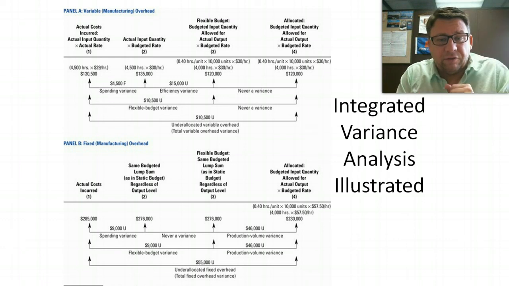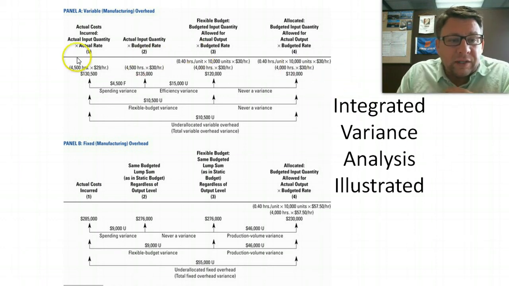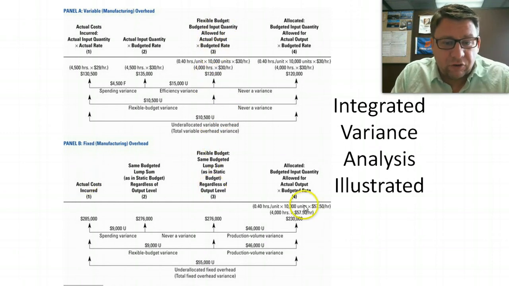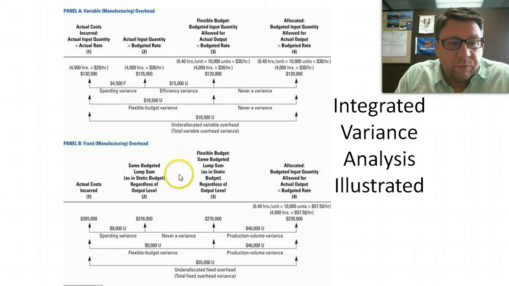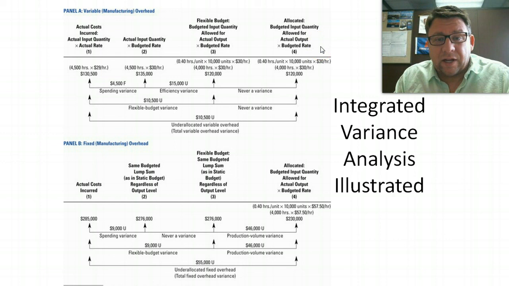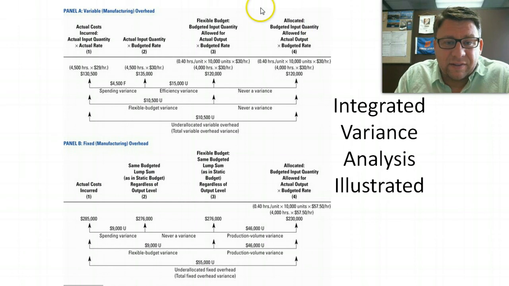Okay, so how do we integrate these two variances? Well, let's put them all on the same chart. So we have our actual over here, and we have our flexible budget here. And you can see the headings are the same on each one of these, both variable and fixed. The flexible budget, and then how much should be allocated based on our budgeted allowances times the actual input, is the same as the flexible budget for variable, so we never have a variance between these two.